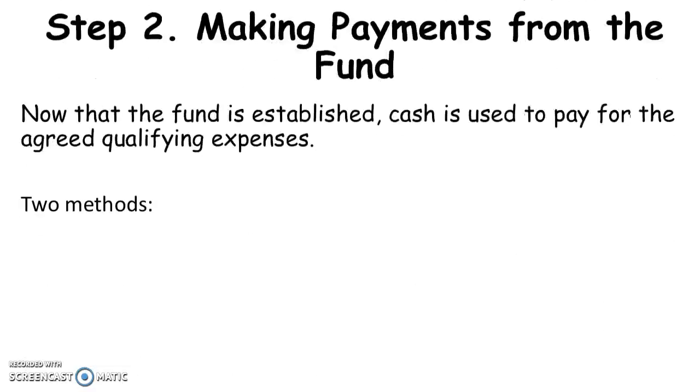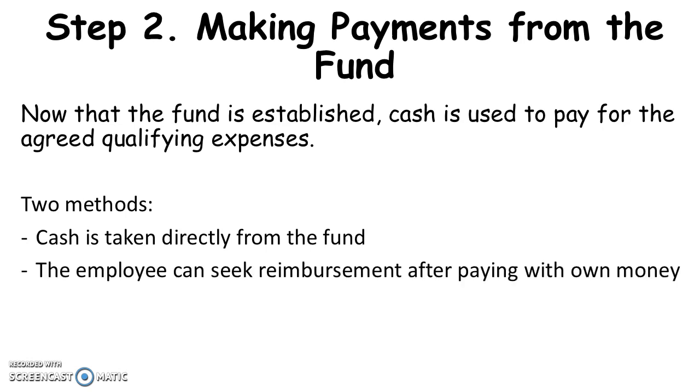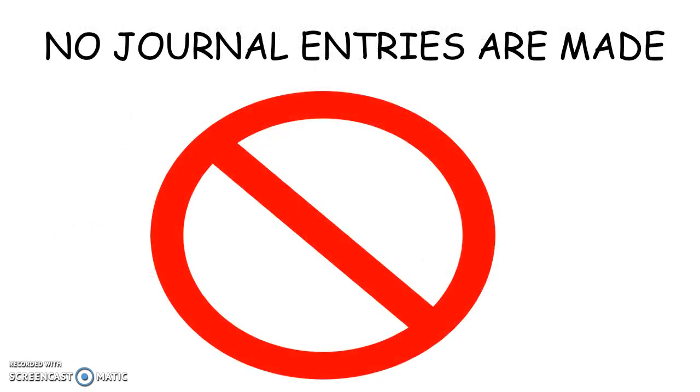Now, step 2 involves making payments from the fund. The cash that is used to pay for the agreed qualifying expenses can be covered through cash that is directly taken from the fund, or cash that the employees use and then seek reimbursement from the business. Now, as the expenses are paid through petty cash, there will be no journal entries made as the bank is not yet affected.